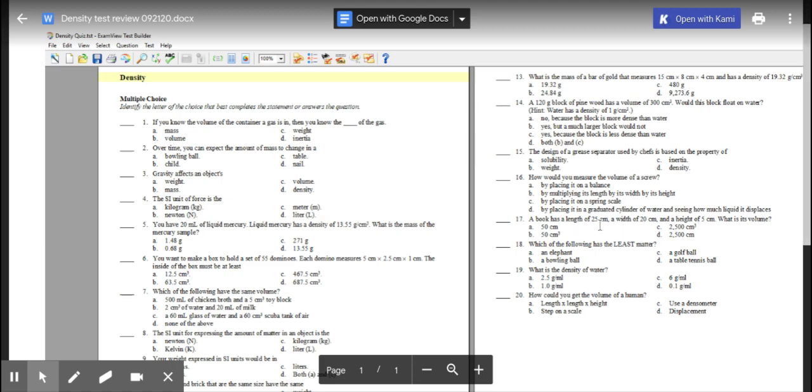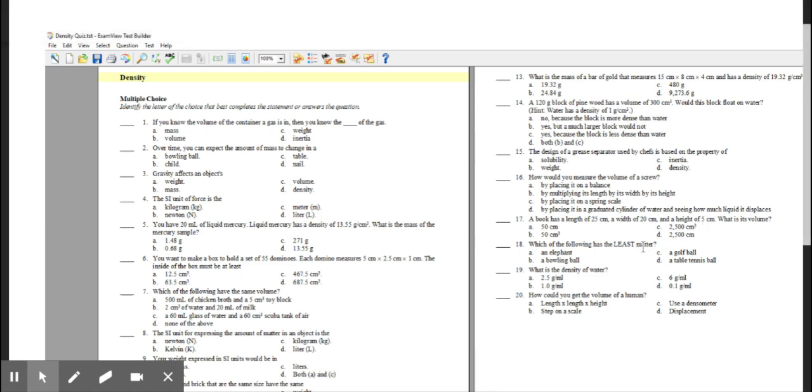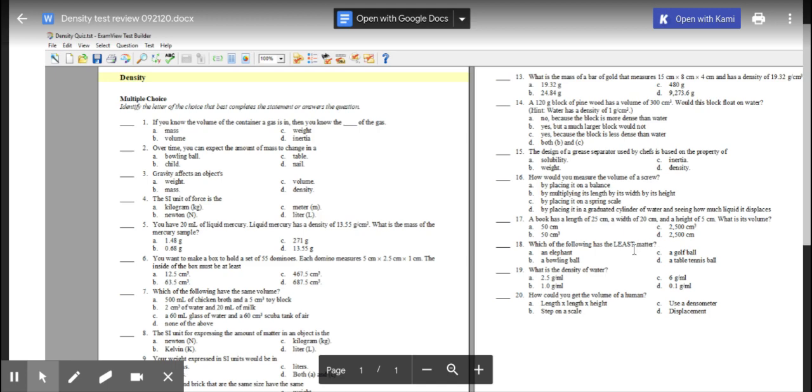This is your simple volume: length times width times height. Volume, and you multiply the units as well. So the correct answer is C. Which of the following has the least amount of mass? The least mass is a table tennis ball, a ping pong ball. That's D. It doesn't have much mass to it.